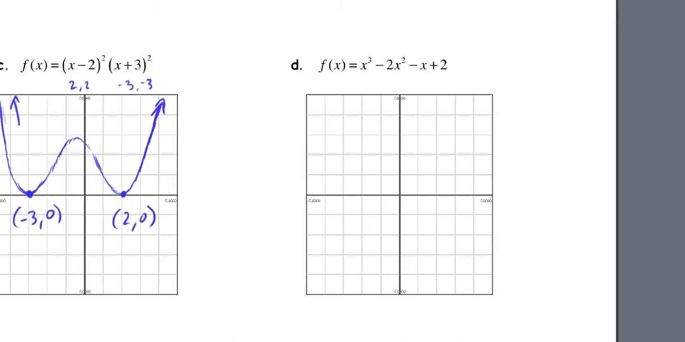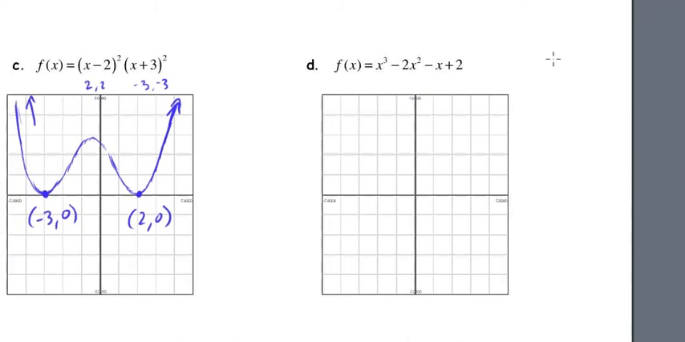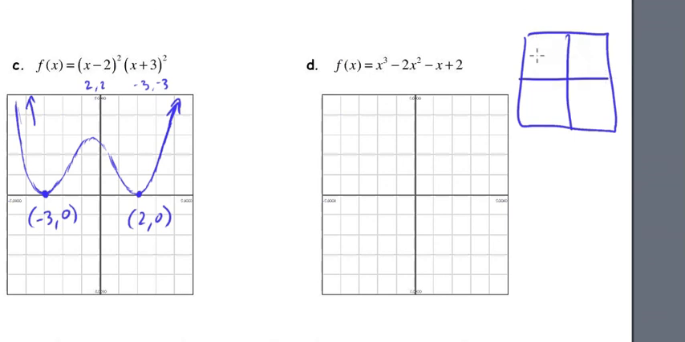Last one. And D, I'm looking at it, and depending on how you factor, this may be a little bit easier or harder. You can factor by grouping, by factoring out an x squared from the first two and a negative 1 from the last two. Personally, I've always been a big fan of the box method. Let me make this box a little bit bigger for us. So we've got x cubed minus 2x squared minus x plus 2.